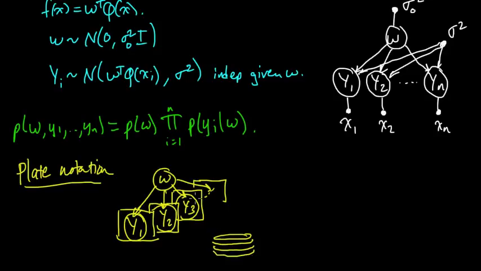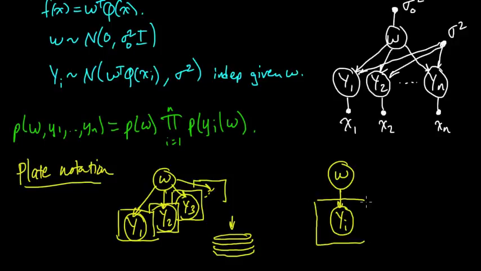You have this stack of plates. Each of them has some, in this case, just one random variable. And so we're just going to stack them all one on top of the other, and we'll look down at the stack from the top. So if we did that, we would have yi, W going to yi, and we would only see the top plate. All the others are underneath.